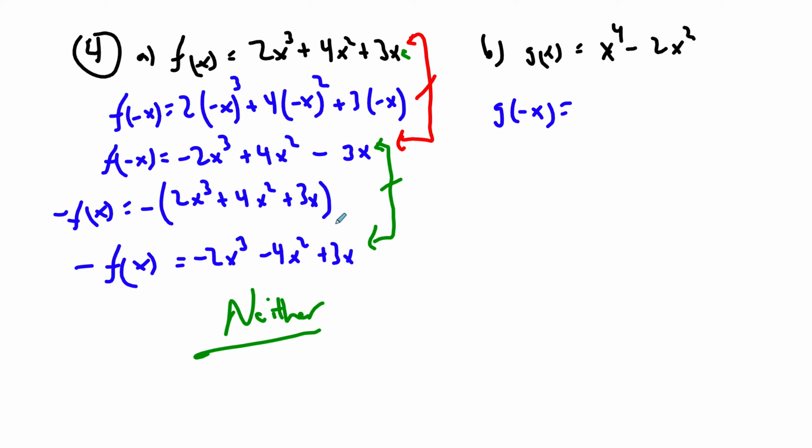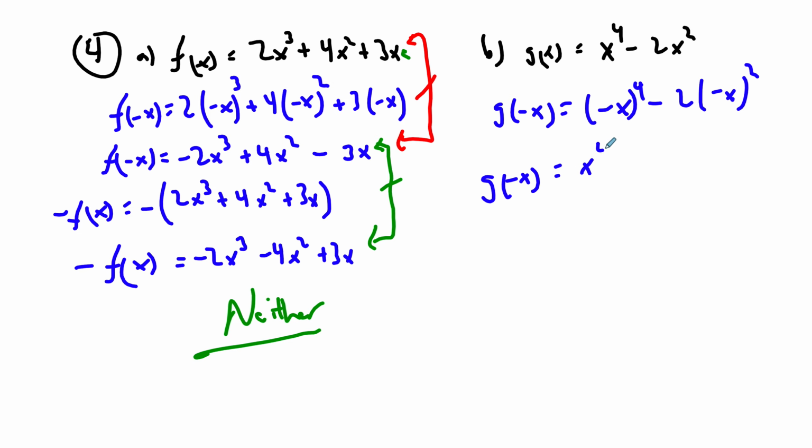And we actually have algebraic proof. A lot of people said graphically was fine. It said algebraically. So g of opposite x, then to the fourth. Notice the parentheses, minus 2, opposite x, then squared.